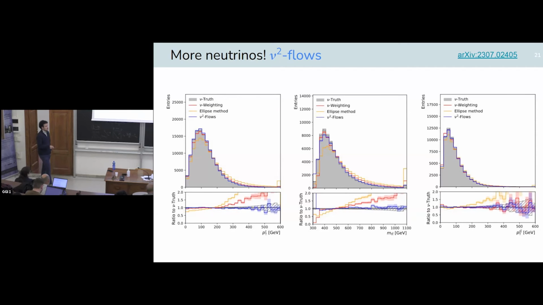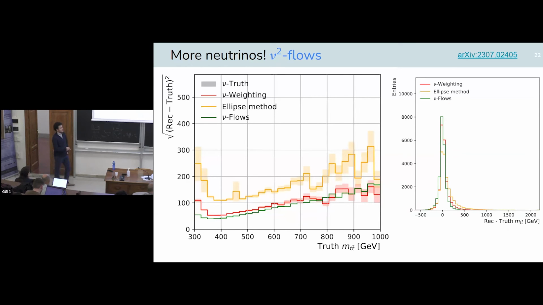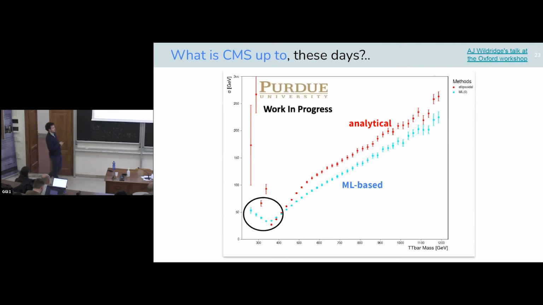In particular, the mass of the top is an interesting one for our studies. You see in orange, this distribution is the mismodeling you get from the ellipse method. In red, slightly better, but much more CPU expensive, the neutrino weighting method. In blue, almost perfectly flat everywhere except in this one bin here, the neutrino flow method where you have two neutrinos. Again, this is the same view, but just looking at resolution as a function of MTT bar. Neutrino flows here as the green curve, outperforming the other two techniques.